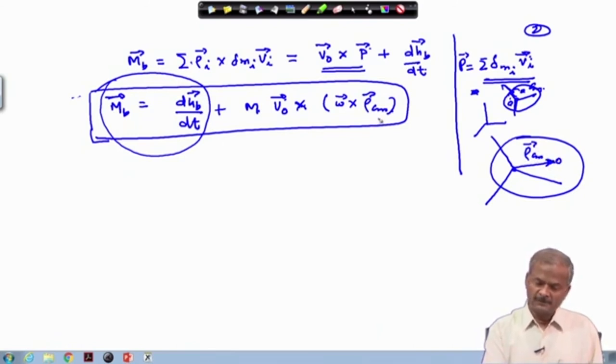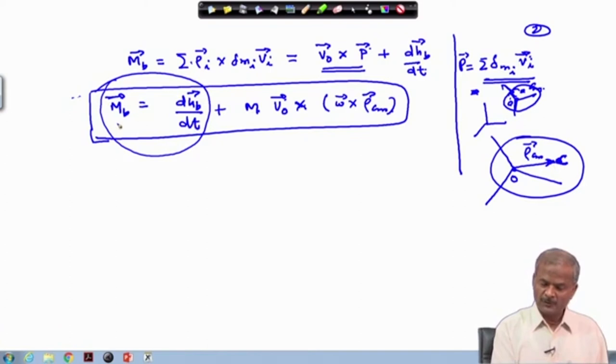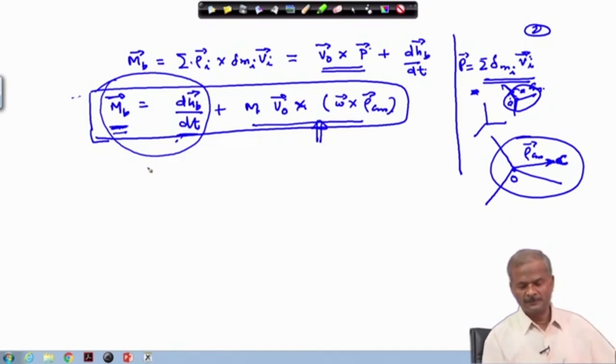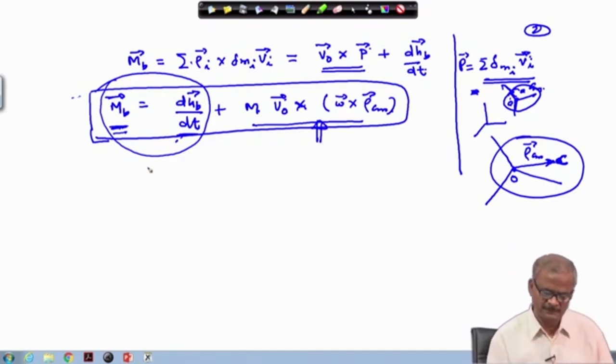If rho_cm is 0, then this term drops out, and this is what you get exactly. So, unless this point O, and we will call the center of mass the point C, coincides with the center of mass, you cannot write this equation. This equation will be in error if you try to shift the point O away from the center of mass and use this equation. We need an extra term to complete this if my point O is away from the center of mass. This extra term must be added, and then the whole calculation should be done.